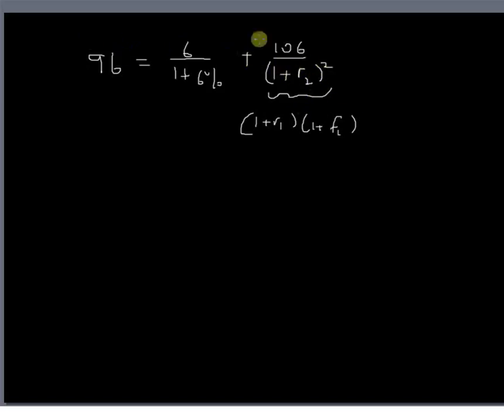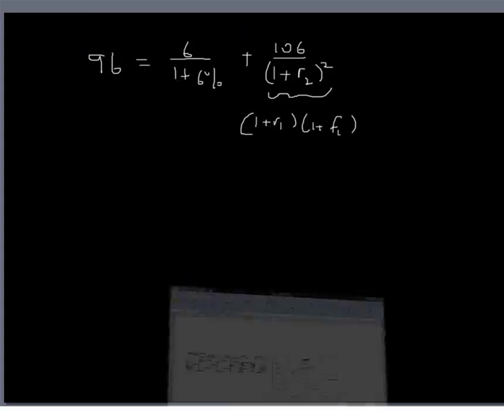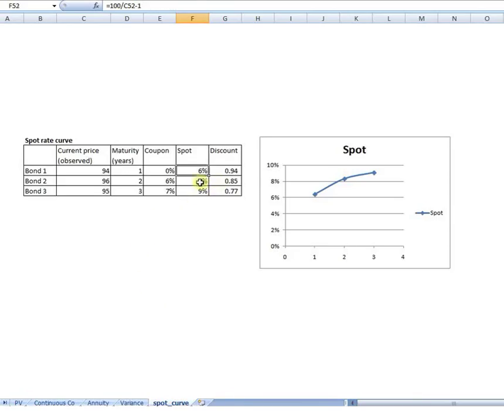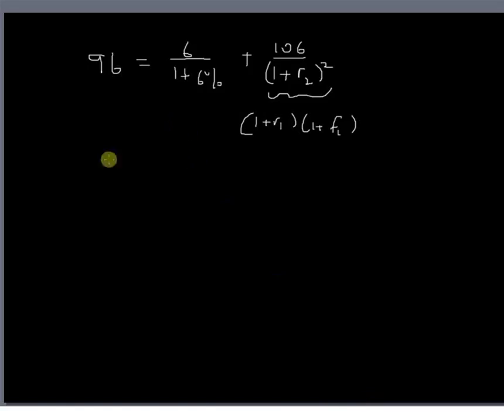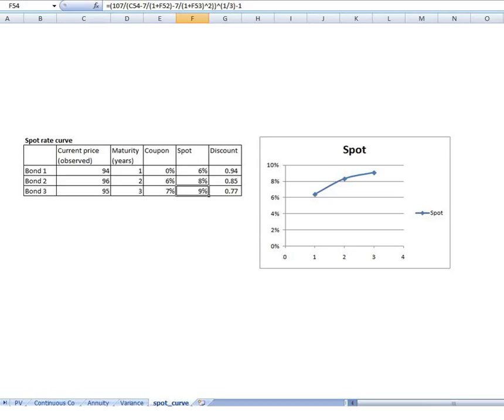So for the spot rate, simply solve this equation for R2, which I've done here. R2 is equal to this expression, which will result in 8%. Similarly for year 3, I've obtained it to be 9%, and I can write it down to be clear.